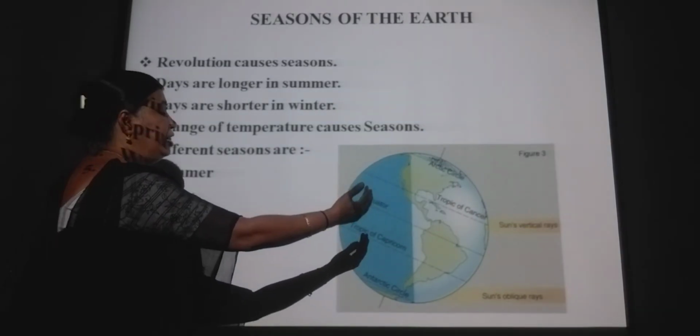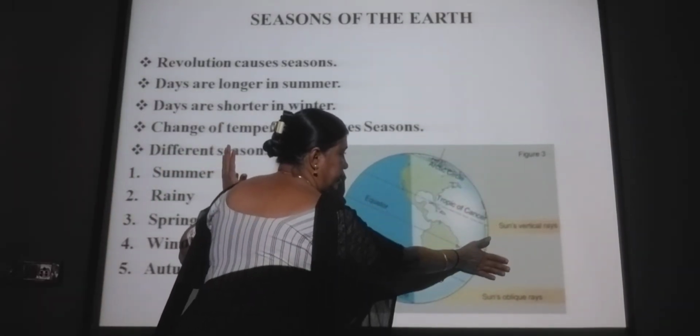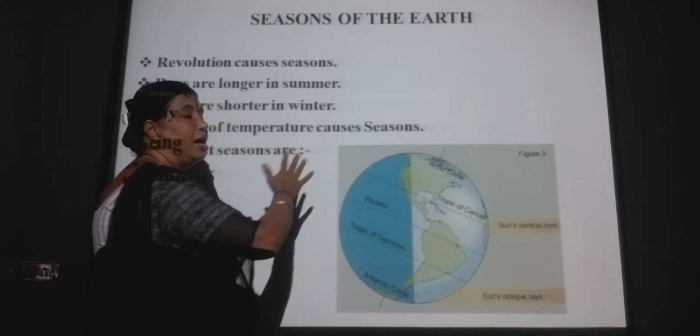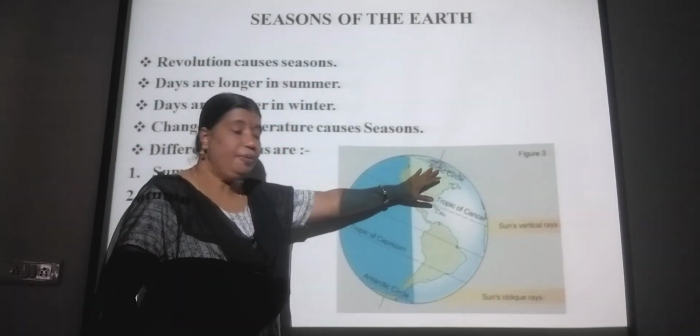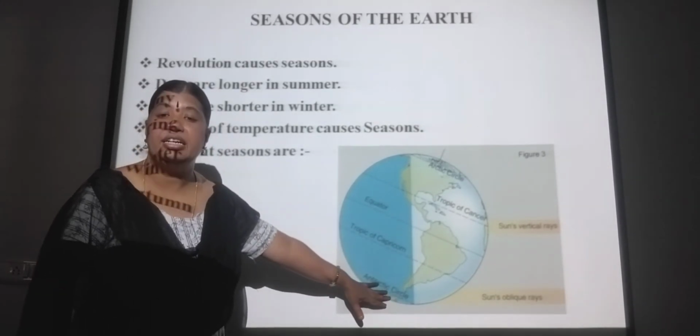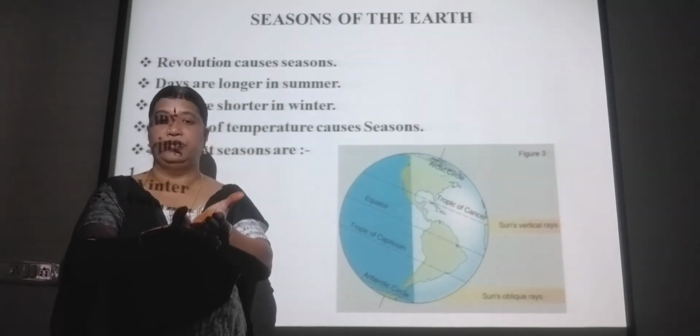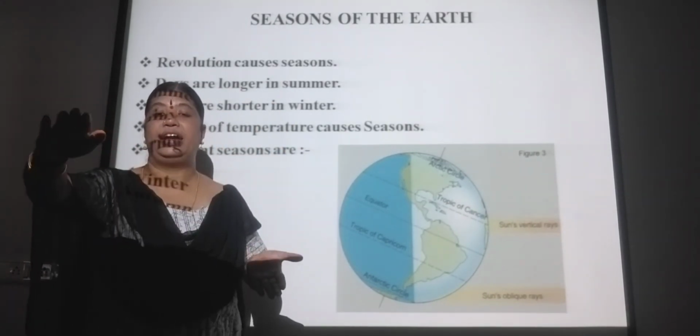Now when the sun rays are falling, the part which is facing the sun has got the summer season. The pole which is away from the sun has the winter season. Now if the earth is not round, imagine if the earth is flat.